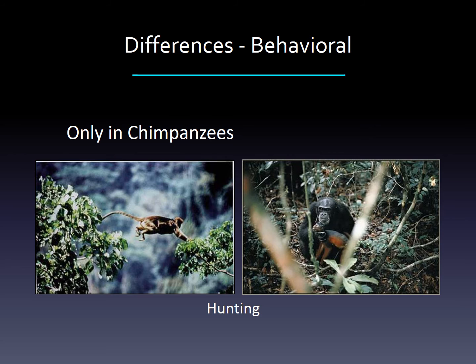Another example that only happens in chimps is hunting. Chimps hunt, like this example is a red colobus monkey. You can see the chimp on the right caught one, it's dead, and he's going to eat that monkey. And they hunt them on purpose in teams. It's a very interesting hunting behavior. It's coordinated among multiple chimps.